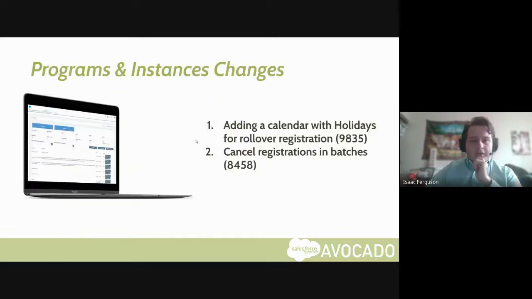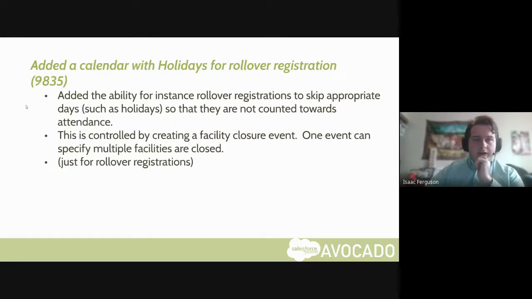So next on my list, we'll talk about some program and instance changes in Avocado. Two to talk about here. First feature, we've added a calendar with holidays for rollover registration. What this means is we've added the ability for instance rollover registration to skip appropriate days. Holidays are the main use case here, but if you have any day on your calendar you know needs to be skipped for rollover registrations, these will not be counted towards attendance.